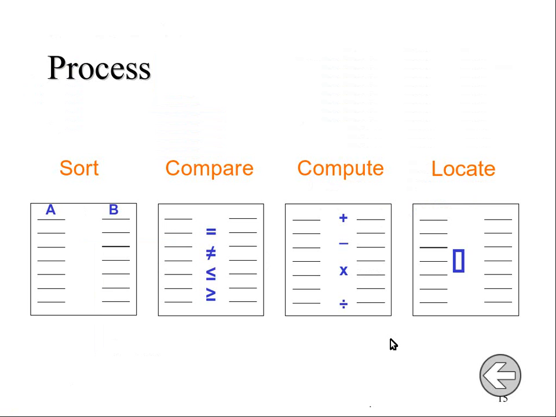We need to be able to process data. Processing data means we need to be able to sort the data, compare the data, compute, or locate, for example, or many other possibilities. By sorting, we mean putting it in order. Comparing, meaning that we compare numbers or text information to see if it matches or doesn't match, or whether it's greater or less than. Computing would include adding, subtracting, multiplying, dividing, and other arithmetic and math functions. And locating, meaning we could search through data or files to find information.